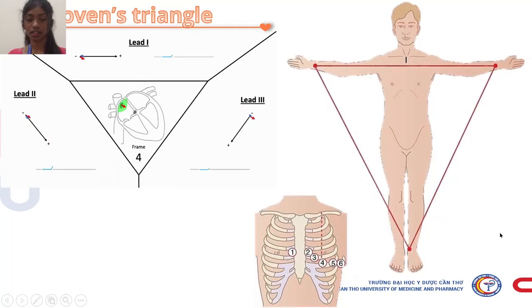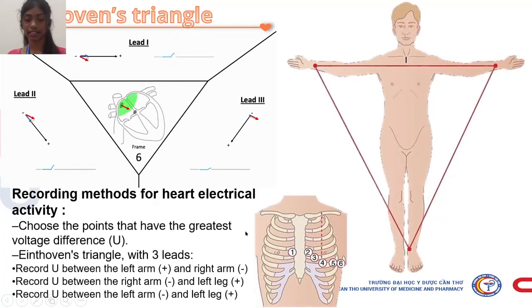Einthoven's triangle, a recording method for heart electrical activity. Choose the points that have the greatest voltage difference. Einthoven's triangle uses three leads. Record between the left arm positive and the right arm negative. Record between the right arm negative and the left leg positive. Record between the left arm negative and the left leg positive.